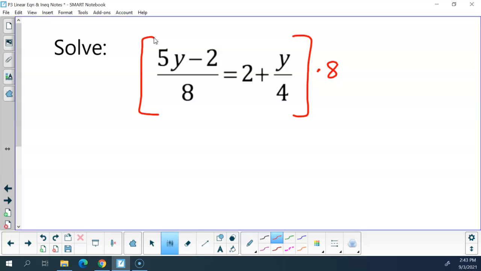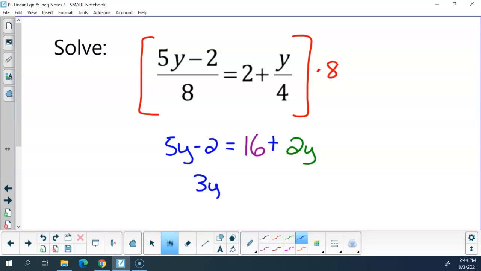Okay. So we're here. If I multiply by 8 over here, that's going to leave me with 5y minus 2. If I multiply the 8 by the 2, that's going to leave me with 16. If I multiply the y over 4 by 2, or 2 by 8, that's going to leave me with y. Subtract 2y from both sides, that gives me 3y. Add 2 to both sides, that's going to give me 18. So y here is 6.